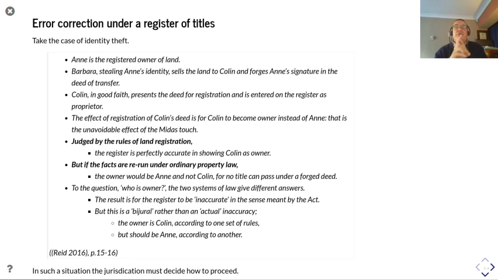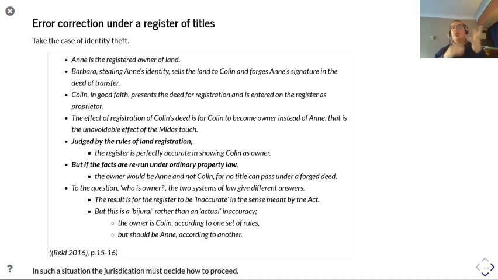However, if the facts are rerun under ordinary property law, the owner would be Anne and not Colin, for no title can pass under a forged deed. So this all gets down to essentially the issue of at what point in time can Anne deal with the fact that a fraudulent deed has been put forward.